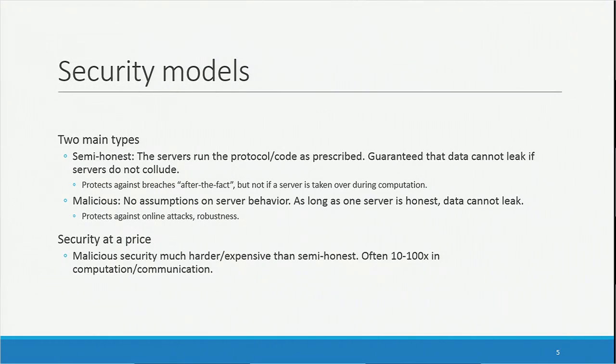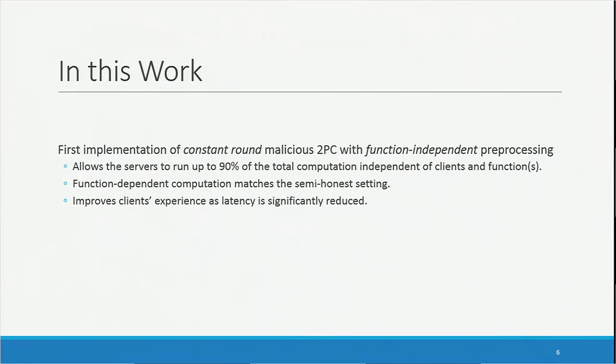And as with so many things, we also have security at a price in secure computation. Malicious security is often much more expensive than semi-honest, although the previous talk does not have these types of numbers, but in secure computation we usually do. So it's typically a factor 10 to 100 slower to do malicious security. And this brings us to this work.